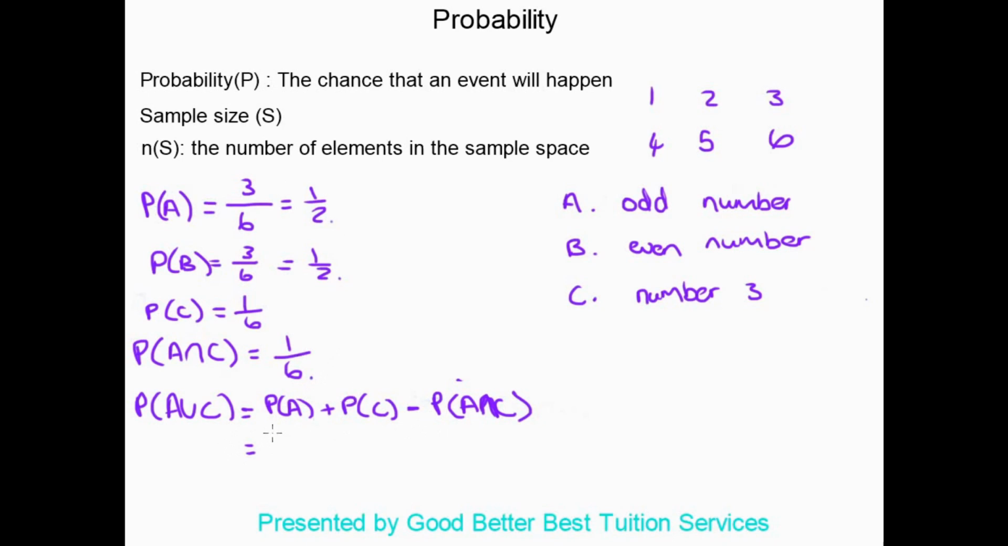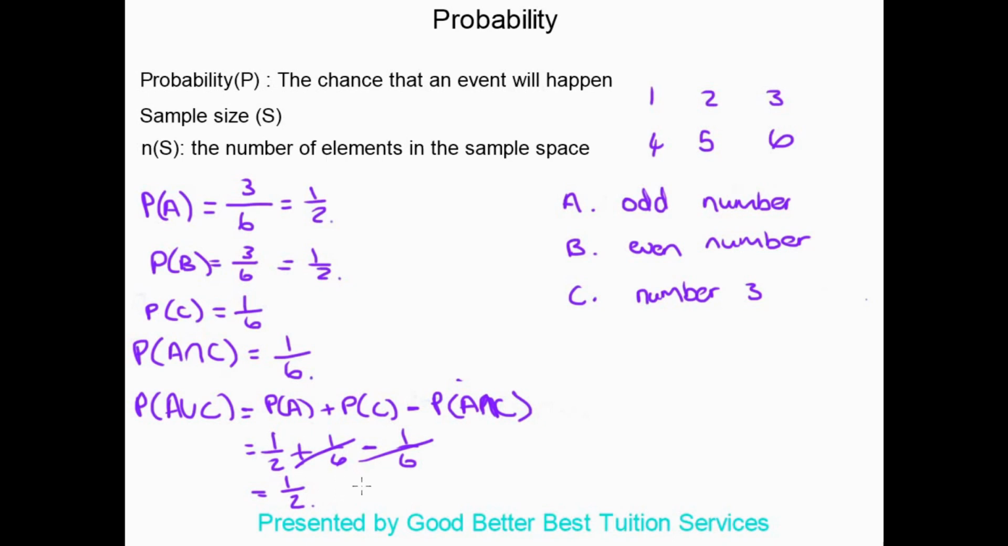So the probability of A is a half, the probability of C is 1 over 6, so that's plus 1 over 6, minus 1 over 6, which is the probability of A and C. And so obviously we know these will cancel out, and so that means the probability of A or C happening is a half.